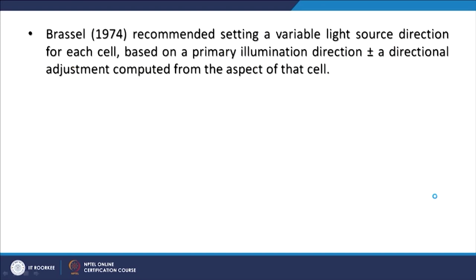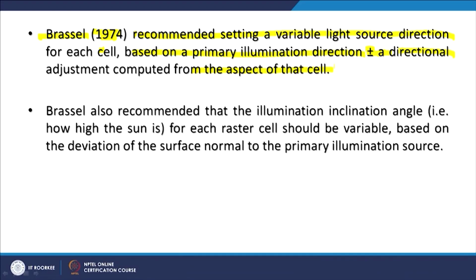So, Brassel in 1974 started working on this, and recommended setting a variable light source, multiple light sources, for each cell based on a primary illumination direction, plus or minus a directional adjustment computed from the aspect of the cell. Even in the first part, when we are having the single source illumination, there also slope and aspect are used. So, aspect and slope play a very important role in calculating hill shading, whether it is a single illumination source or multiple directional.